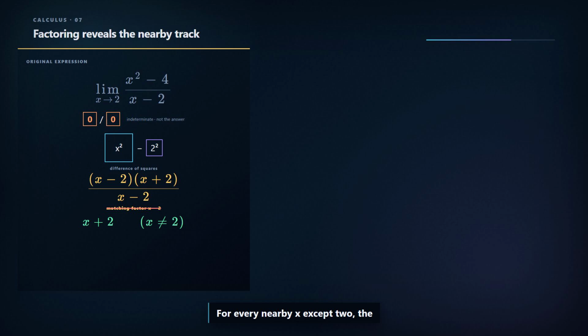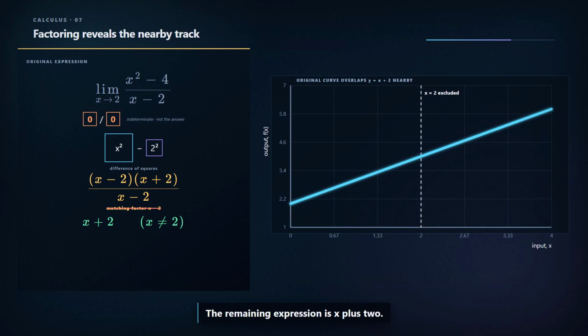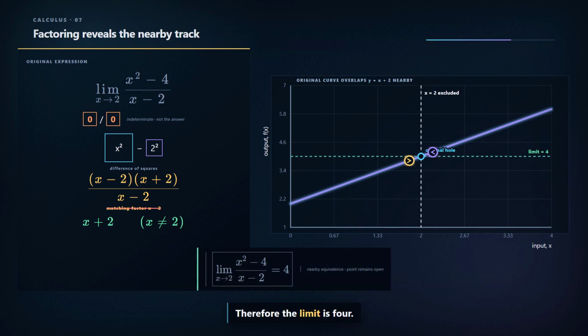For every nearby x except 2, the common x minus 2 factor cancels. The remaining expression is x plus 2. The original function still has a hole at x equals 2, because its original denominator is 0 there. But everywhere nearby, its graph lies exactly on the line y equals x plus 2. The gold and violet probes both approach height 4. Therefore the limit is 4.